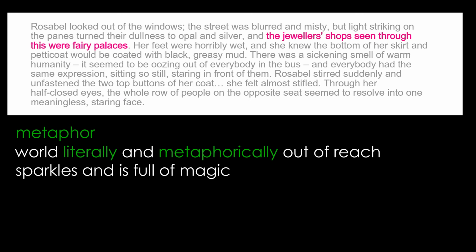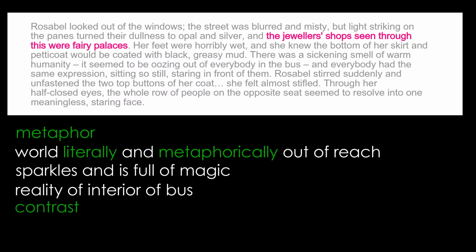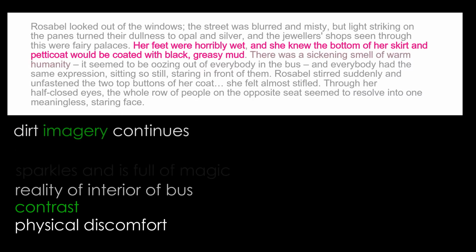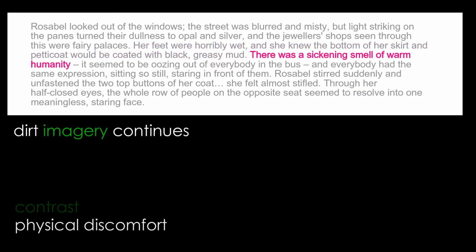Her fantasy is brought to an abrupt halt, however, as she turns her attention to the reality of her position inside the bus, which is the exact opposite. The writer uses language which contrasts with what has come before, as she describes how Rosabel is physically uncomfortable with horribly wet feet and a skirt which is caked in black, greasy mud. This image of dirt continues as she realises that there is a sickening smell of warm humanity coming from her fellow passengers.